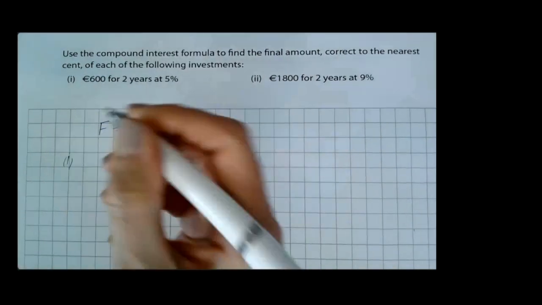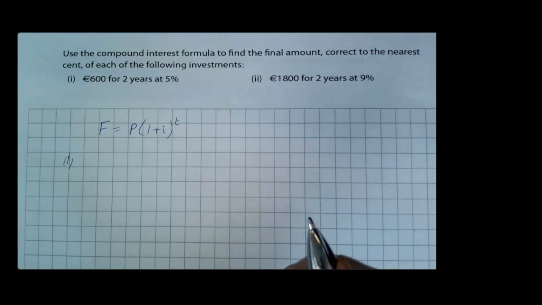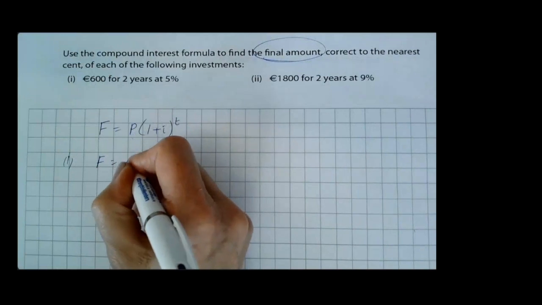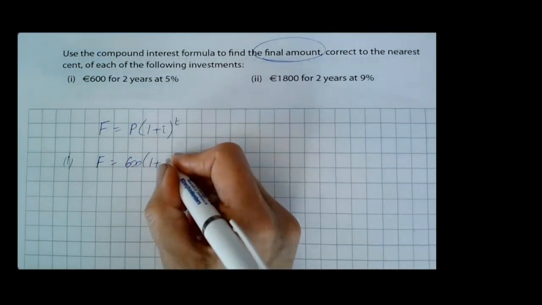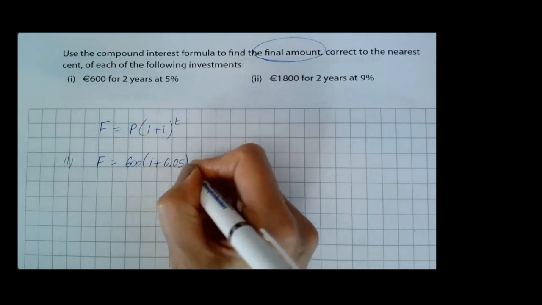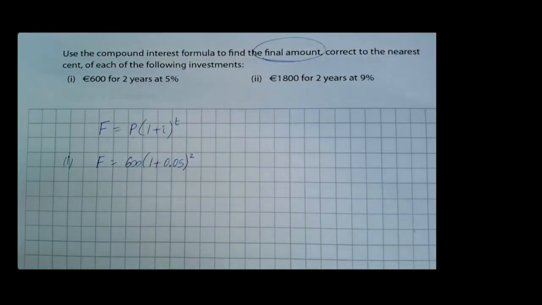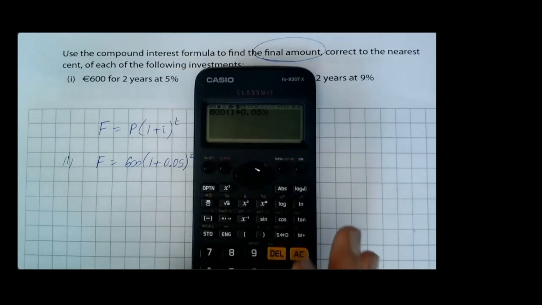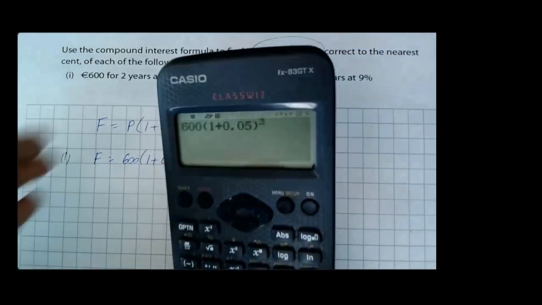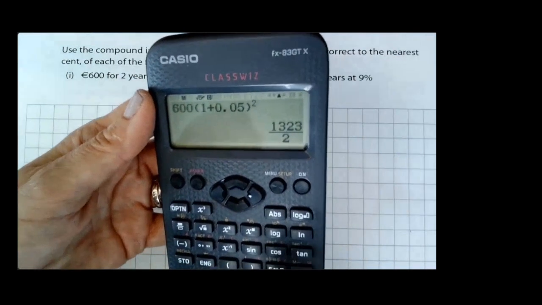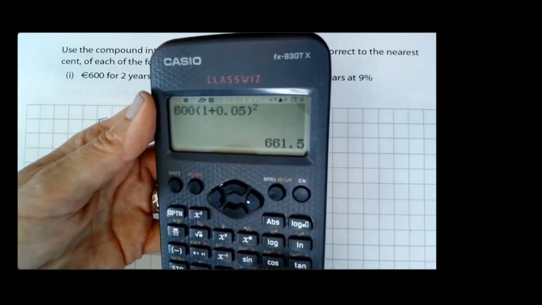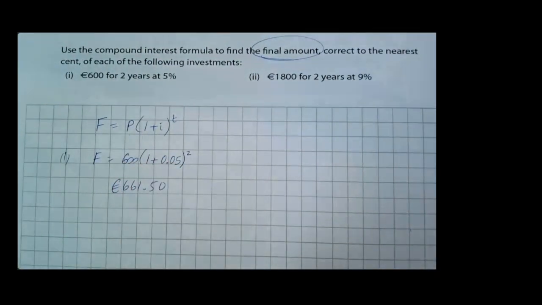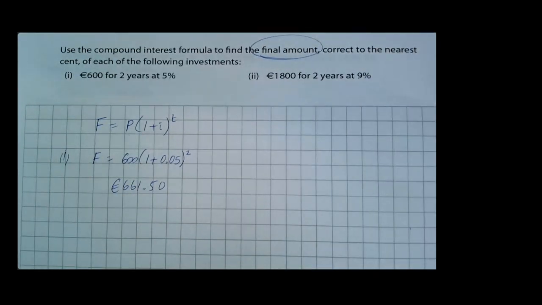So for part 1, I am looking for the final amount, so looking for the F, starting off with 600 euros, and I have a rate of 5%, which in decimal form is 0.05, and for 2 years, so it's 2. So I'll do that on my calculator. 600, 1 plus 0.05 to the power of 2. So that's what I have typed in there, and I'm getting 661.50. Get your euro sign. There we go. Okay, pause the video and try part 2 for yourself now.